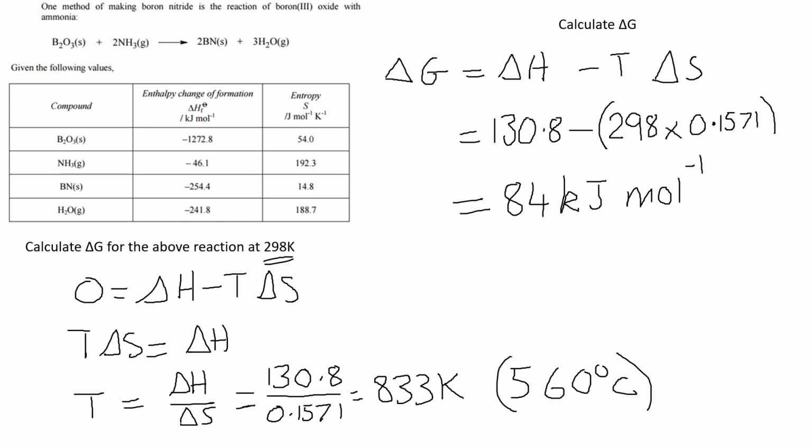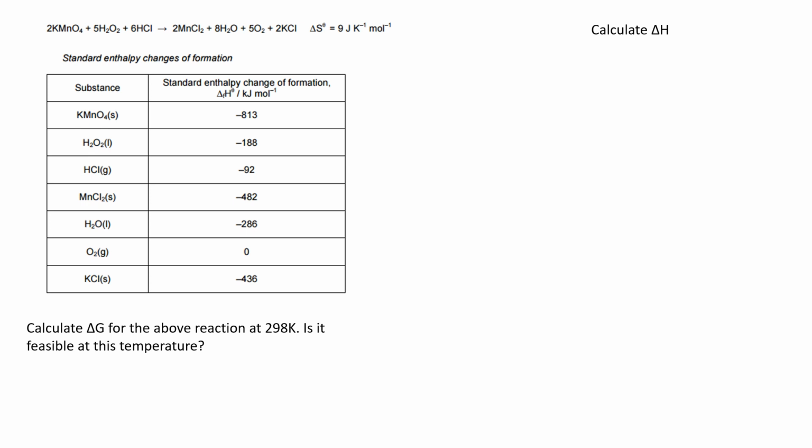Okay, let's look at another example. Okay, so we've got another example here. The good news is that delta S has been done for you already, so we don't need to do the calculation for delta S. We've been given all of the enthalpy of formation data here. Okay, so we need to do a Hess cycle, and we need to calculate delta H for the reaction. Now it's formation data, therefore this is a formation Hess cycle.